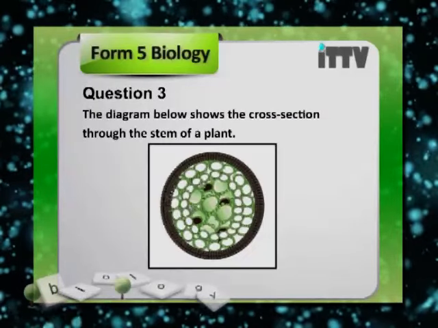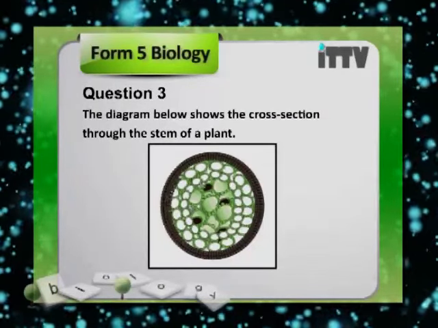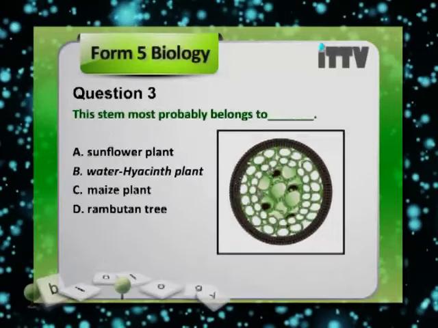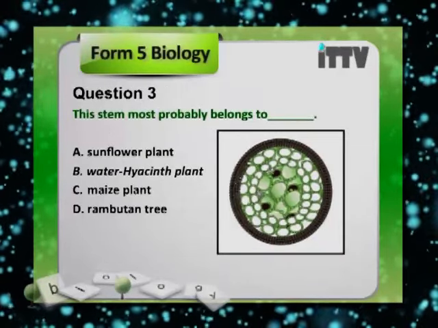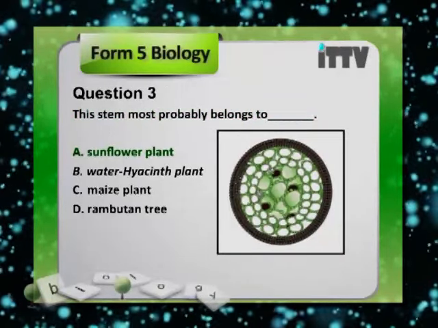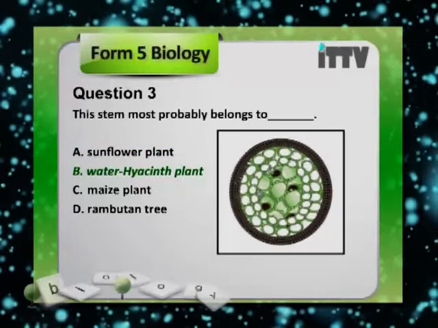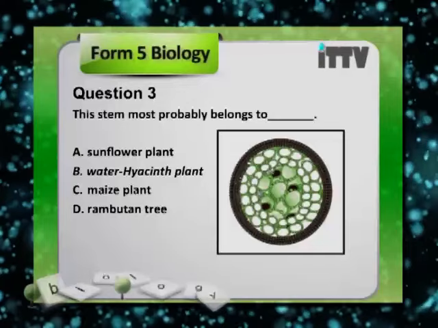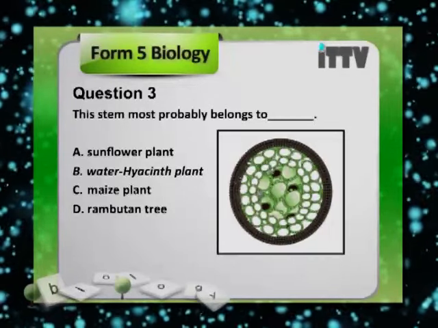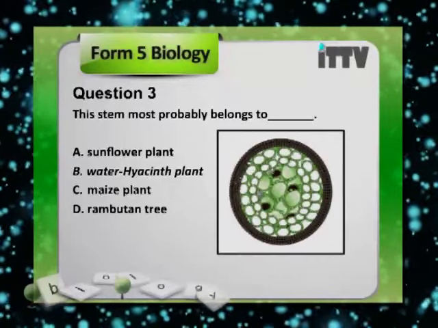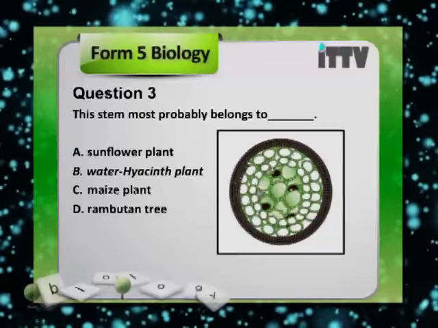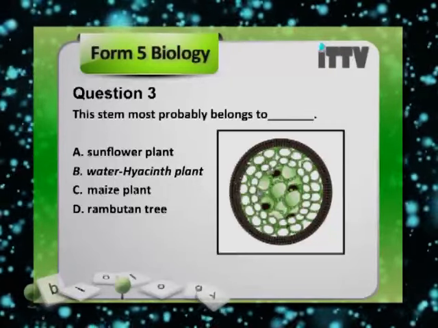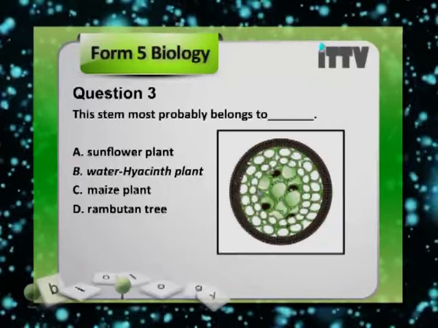Now, third question. The diagram below shows the cross-section through the stem of a plant. And the stem most probably belongs to A. Sunflower, B. Water-Hyacinth, C. Maize, and D. Rambutan tree. Now, if you study this diagram, let me give you a bit of a tip. You notice that there are a lot of air sacs there. So what kind of plant needs a lot of air sacs?